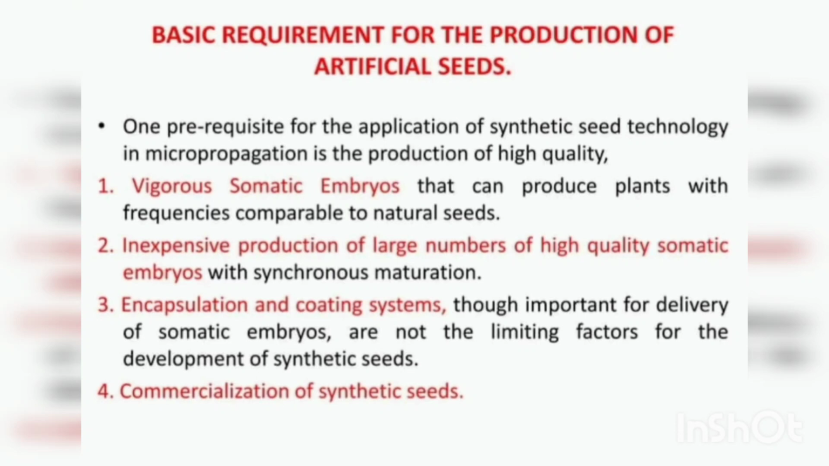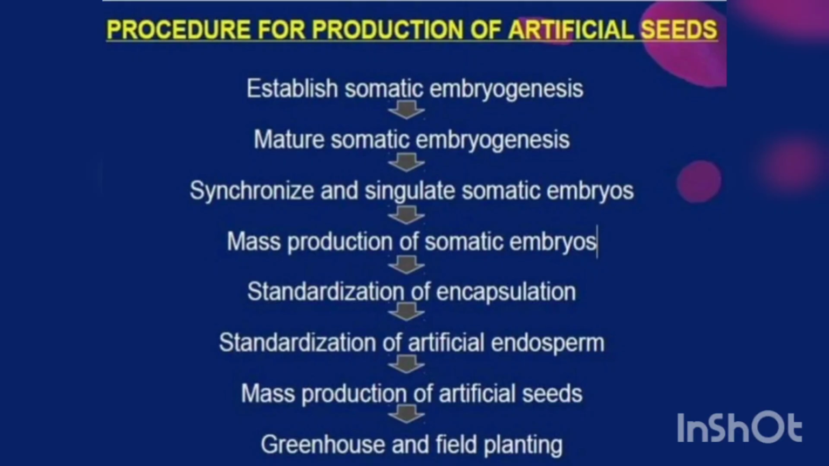So these are the prerequisites. First we should have vigorous somatic embryos that can produce good plants. Then it should be inexpensive production of somatic embryos, and high quality somatic embryos should be possible. Then an encapsulation and coating system should be there, which should not be a limiting factor. Then there should be a medium for commercialization of these synthetic seeds.